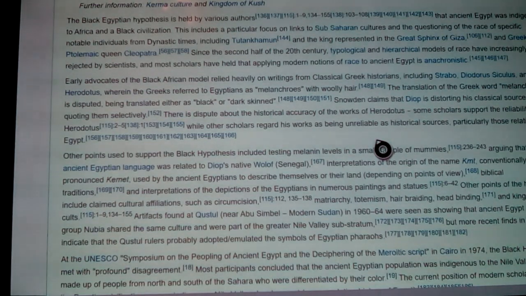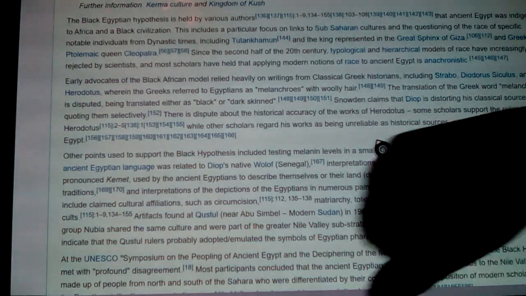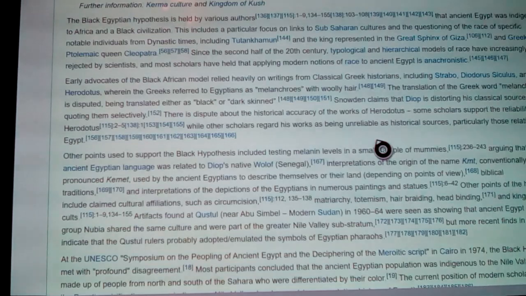The translation of the Greek word melanchros is disputed, being translated as either black or dark-skinned or tanned or darker than white, which I'm extremely darker than white, like the wall there in the words. And of course, white people, even being an albino, aren't white. They're shades of tan going through brown, making it extremely dark. But regardless of that fact, Snowden claims that Diop is distorting his classical sources and quoting them selectively, and he damn well was, and people have just picked them apart totally, and it really has no basis left, and no one should actually refer to that. It's almost gotten to be a joke, but let's continue.